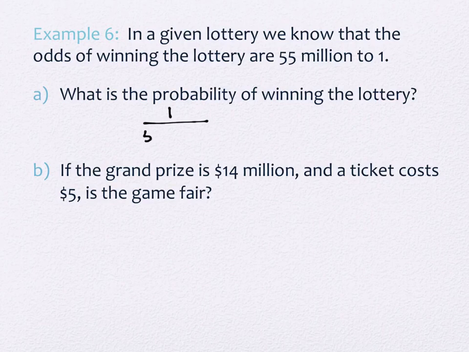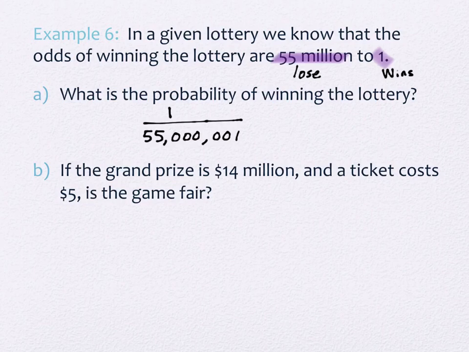55 million 1. Yeah, okay, so let's just pause and make sure that we remember how these work because we have two directions that we can go, right? If we're given odds, this 1 would be the person who wins, and this 55 million would be the ones who lose, which means the total number who play, who've gotten a ticket, is the 55 million 1. It's the two added together. Okay, makes sense? Excellent.